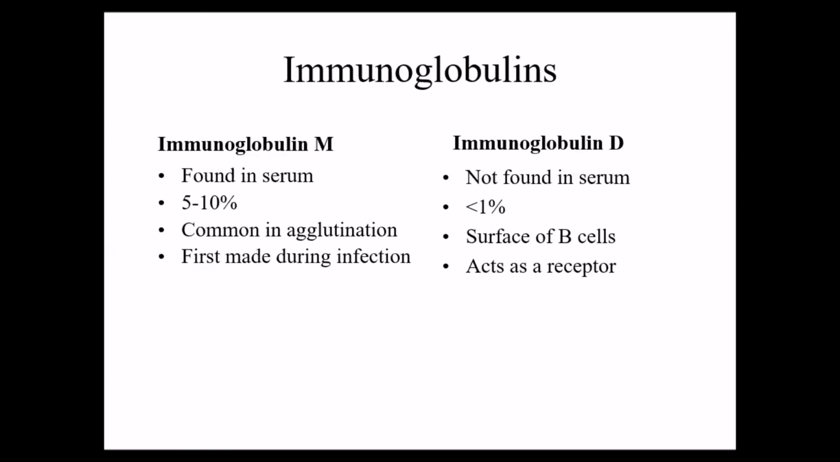The other distinguishing characteristic about IgM is that it is the first produced during an infection. So you get higher concentrations of this whenever you have some kind of infection.